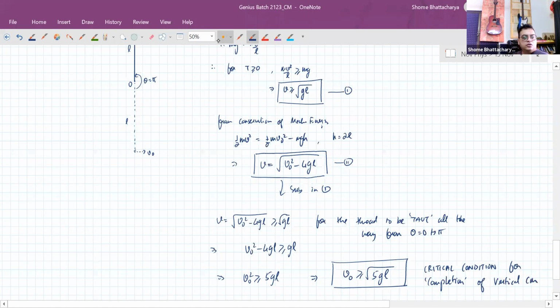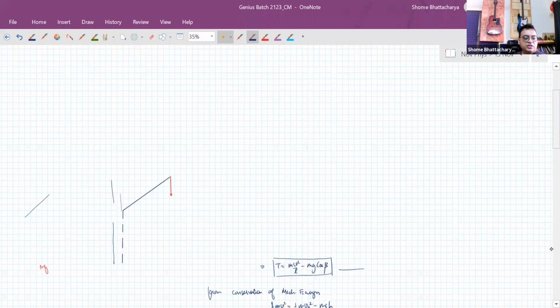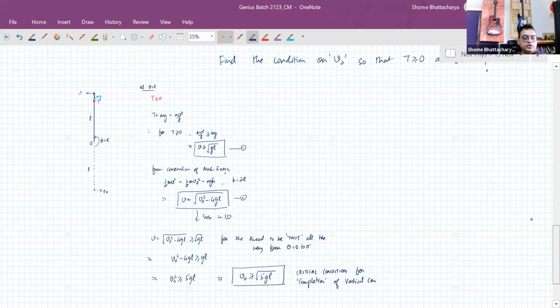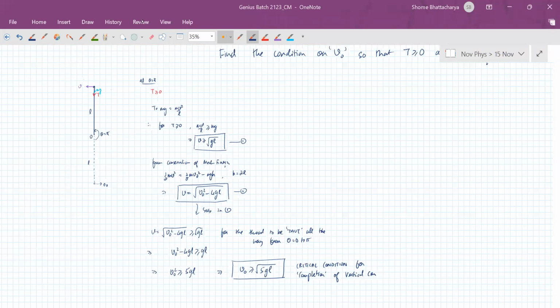Okay, so this is an extremely important derivation for you to understand conceptually and also to remember this value, root 5 GL, from now on, so that you can do the analysis in a given numerical question directly without having to do this derivation on the spot. You should remember this value.